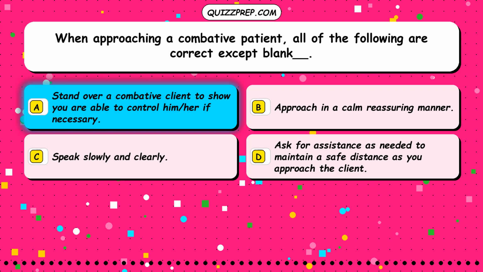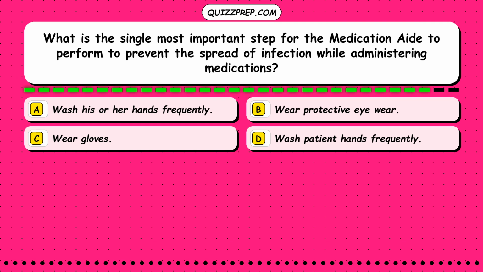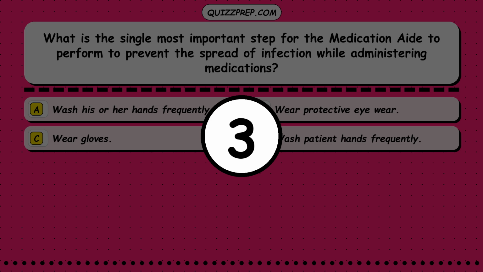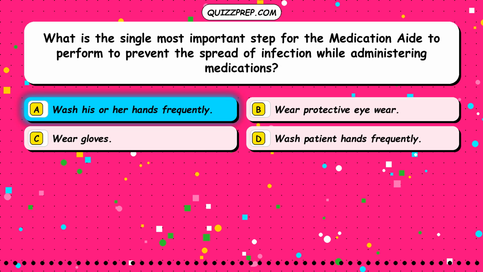if necessary. Question 319. What is the single most important step for the medication aide to perform to prevent the spread of infection while administering medications? Option A, wash his or her hands frequently. Option B, wear protective eyewear. Option C, wear gloves. Option D, wash patient hands frequently. The correct answer is option A, wash his or her hands frequently.